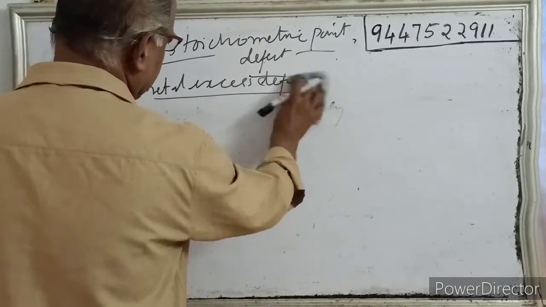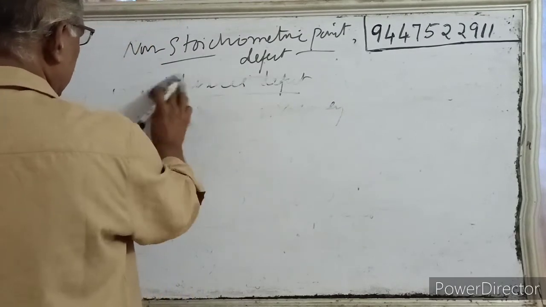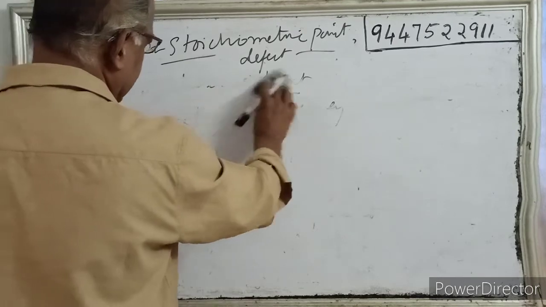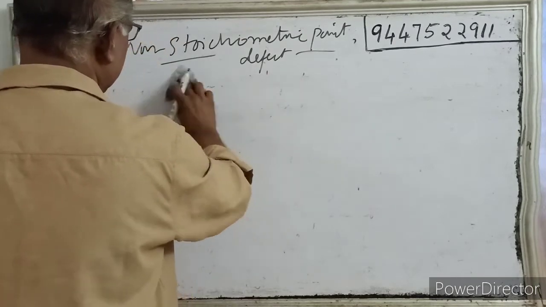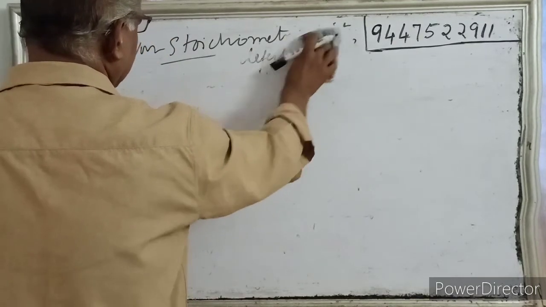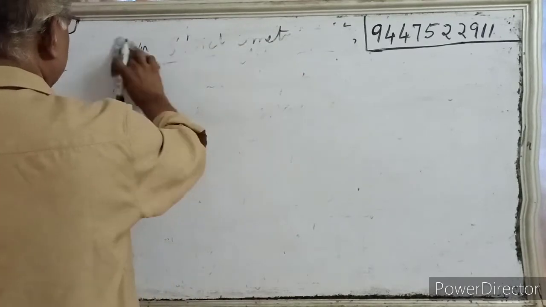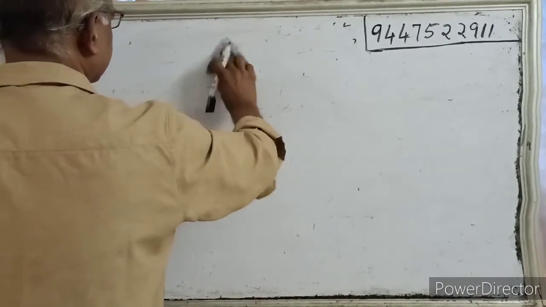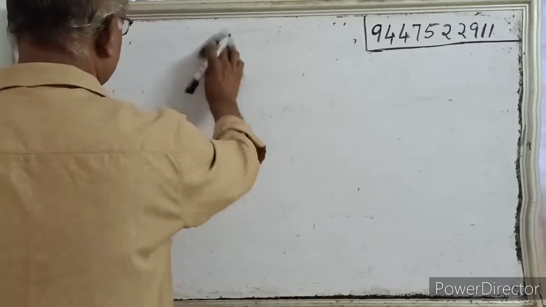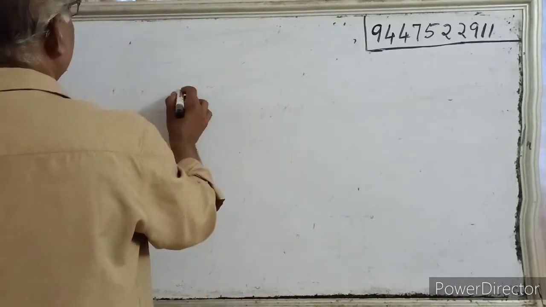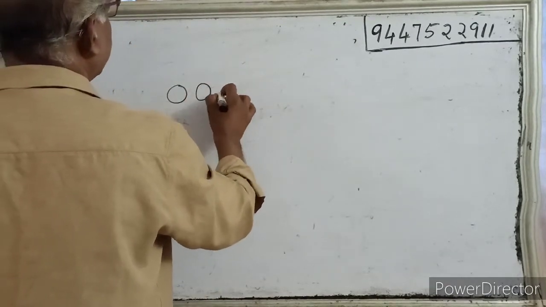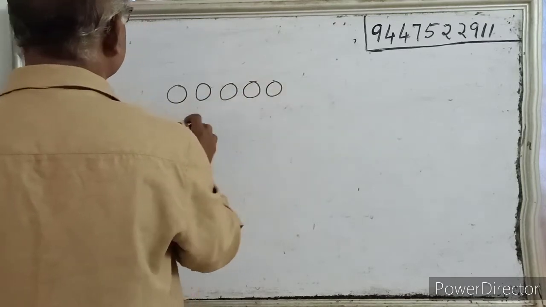So for that we have to consider you are heating the sodium chloride crystal. You know sodium chloride crystal is colorless. So that sodium chloride crystal is heated with metallic sodium. So sodium chloride will contain sodium ions and the chloride ions.